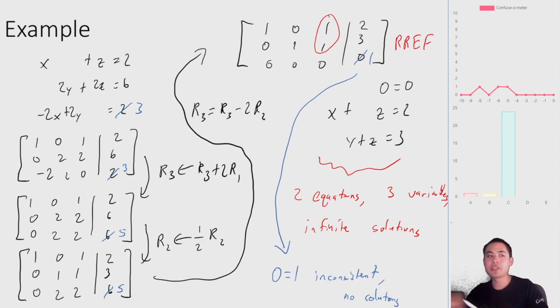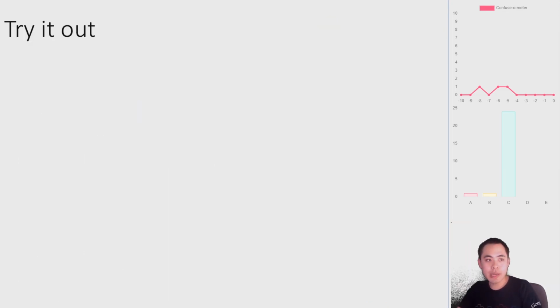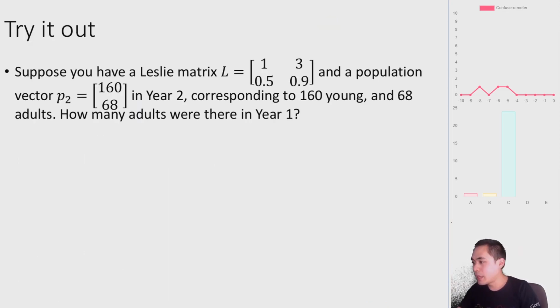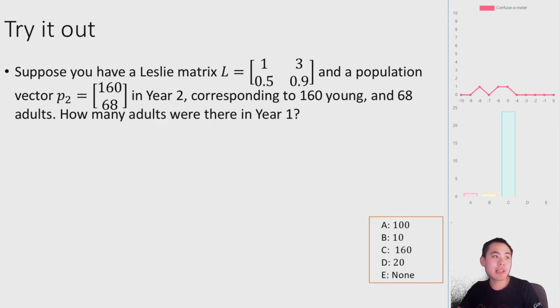Okay, so all of blue here is a different example. And let's see, I will now give you an example which you can try out, and then that'll be the end of class. So suppose you have a Leslie matrix. Again, going back to the Leslie matrices, and a population vector in year 2 corresponding to 160 and 68 adults. How many adults were there in year 1?